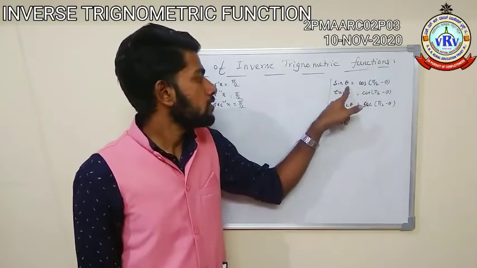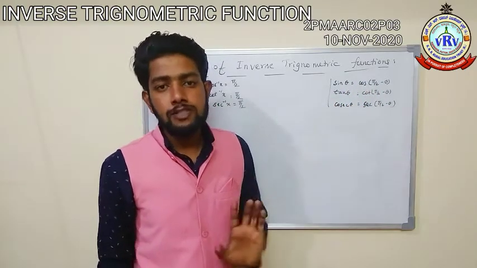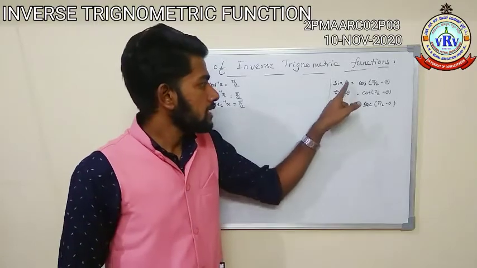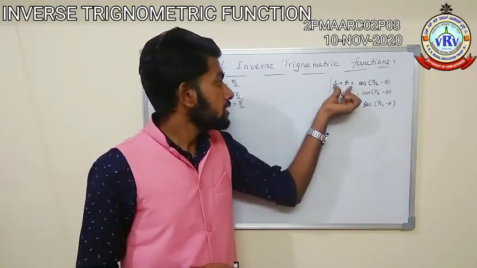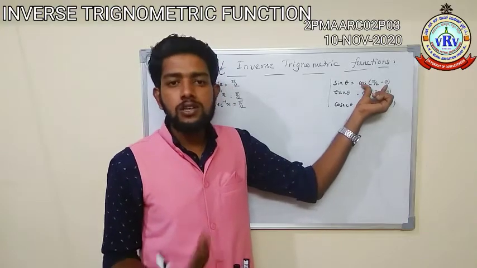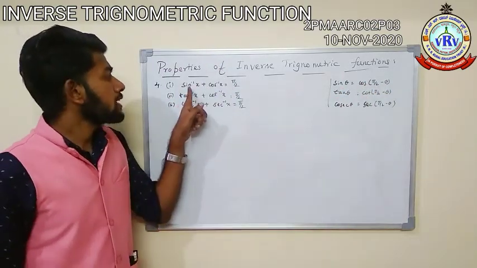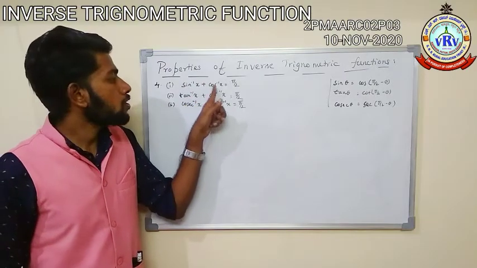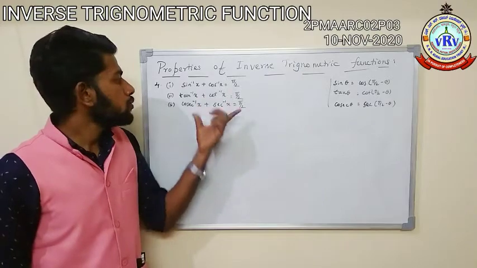Sin 45 is equal to cos of 90 minus 45, or 45. Sin 30 is cos of 90 minus 30, which is 60. So sin 30 value is equal to cos 60. In the same way, because of that, we are getting sin inverse of x plus cos inverse of x is equal to pi by 2. We will prove this.